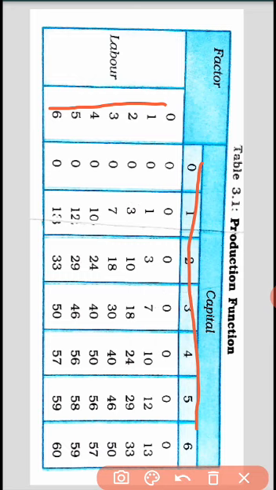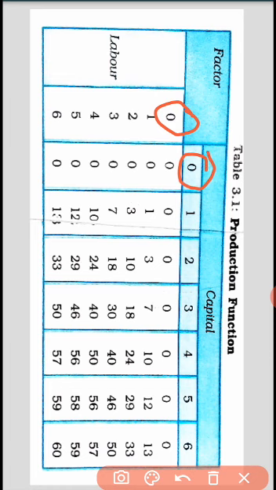That means it shows how much output we can produce. If we are using more labor and more capital, how much can we produce? With 1 unit of labor and 1 unit of capital, how much is the firm able to produce? See, if we are using 0 labor and 0 capital, the production is also going to be 0. If we are using 1 unit of labor and 1 unit of capital, the production will be 1 unit.